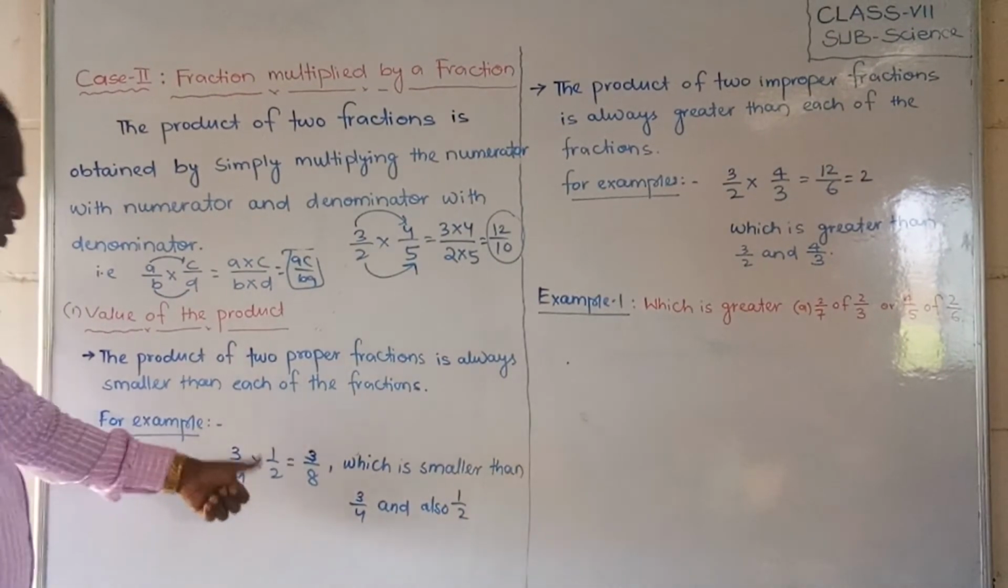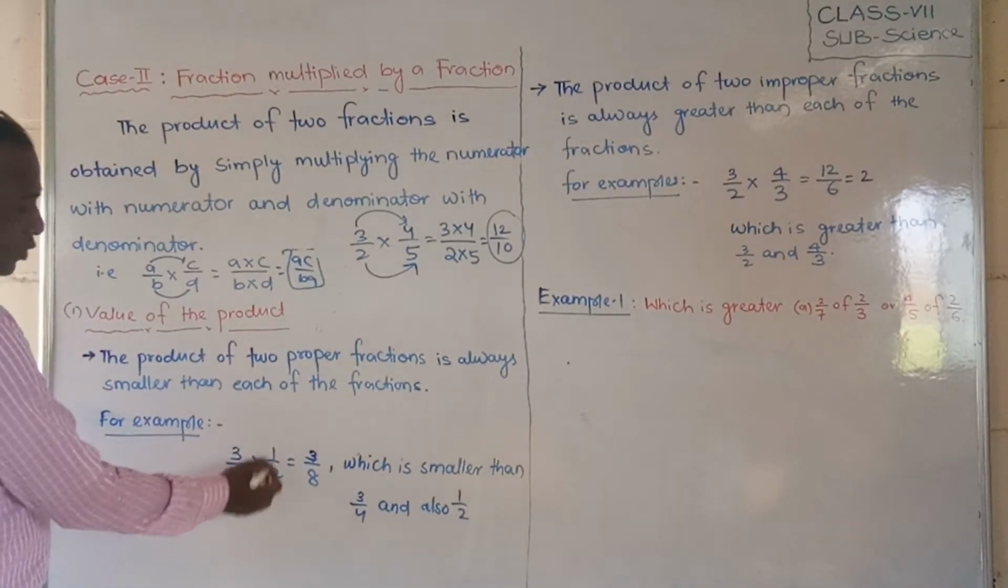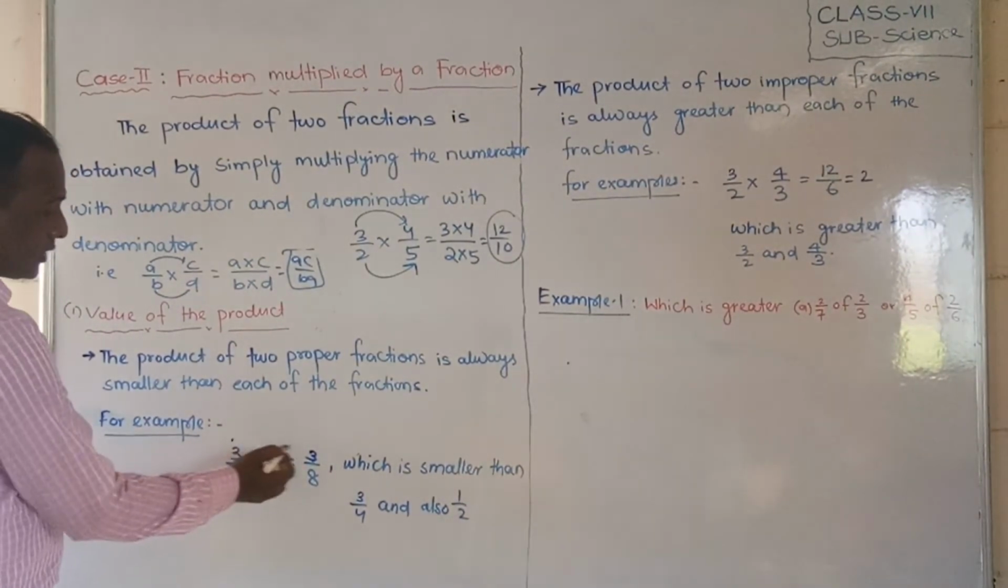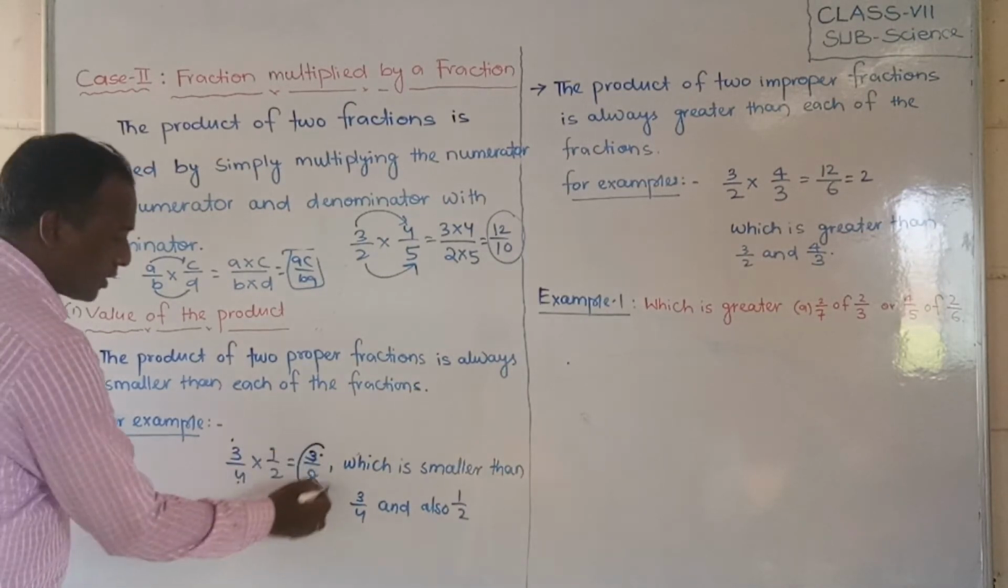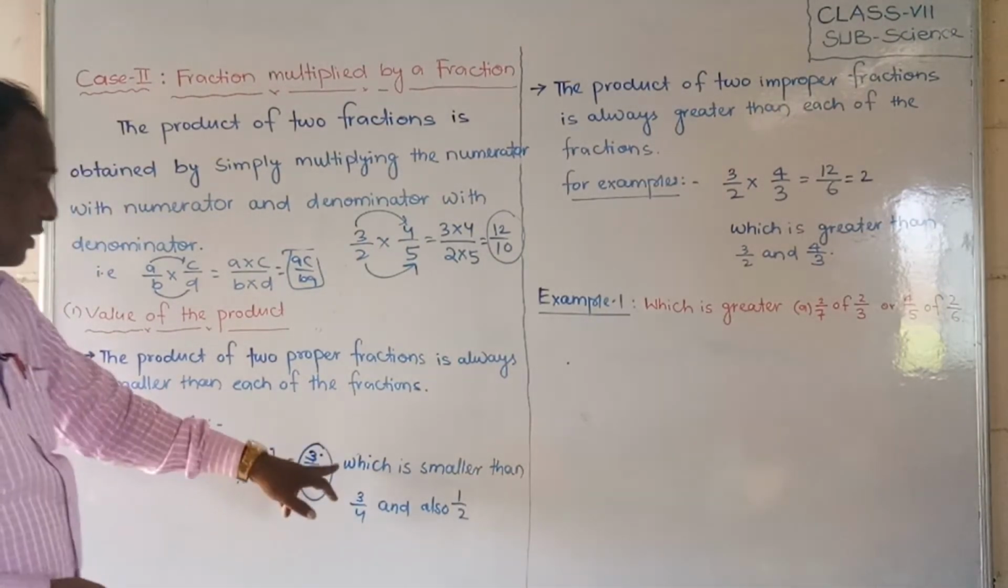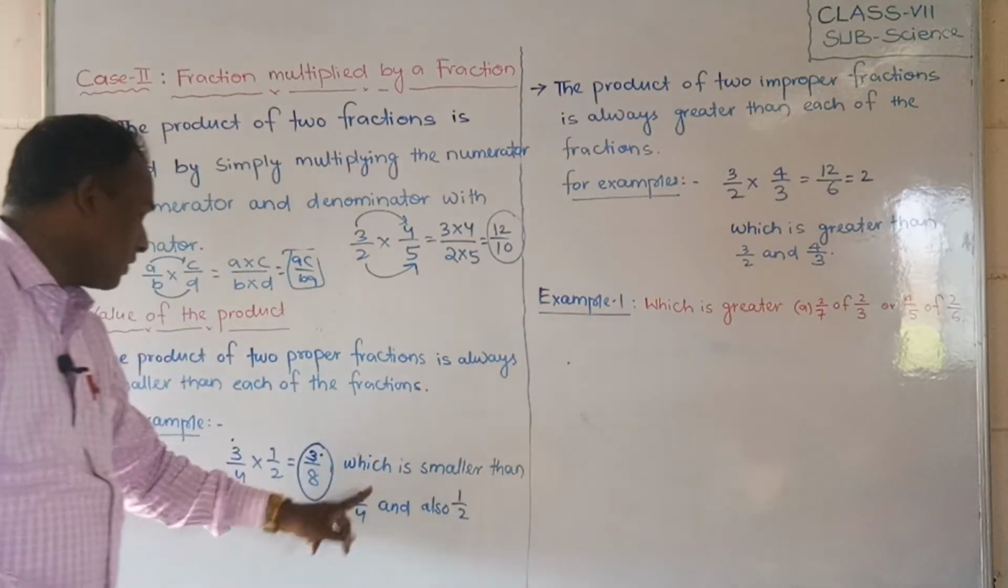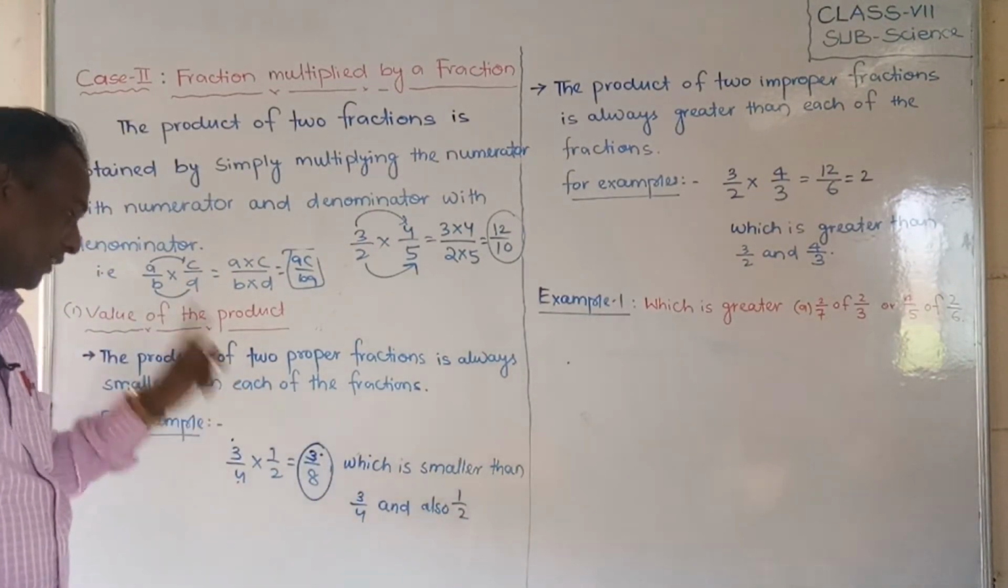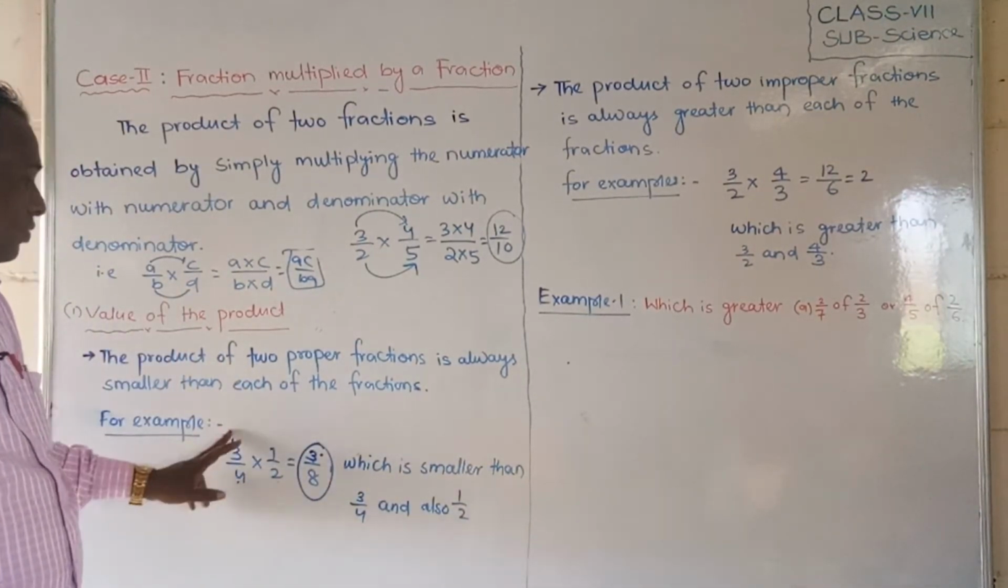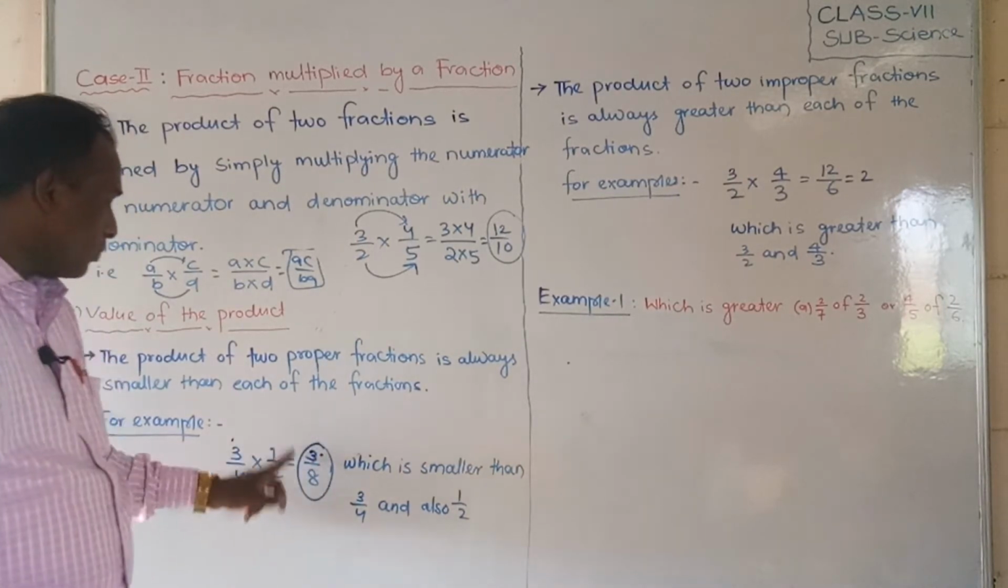We can take one more example also. I have written here 3 by 4 into 1 by 2 is equal to how much? 3 ones are 3, 4 twos are 8. So now we get 3 by 8. That means 3 by 8 is smaller than 3 by 4, and also 3 by 8 is smaller than 1 by 2.